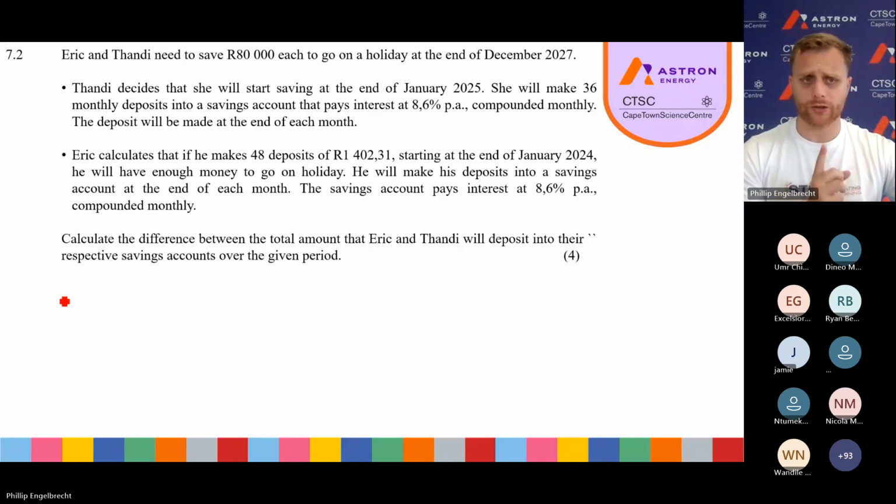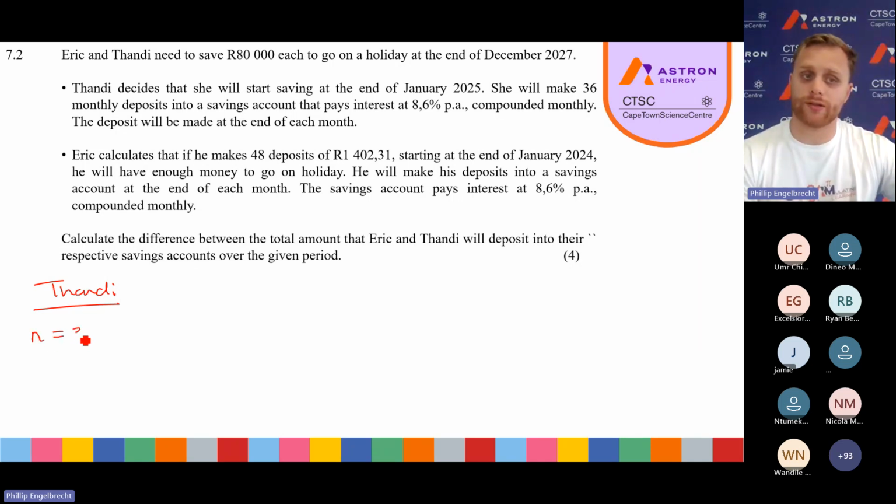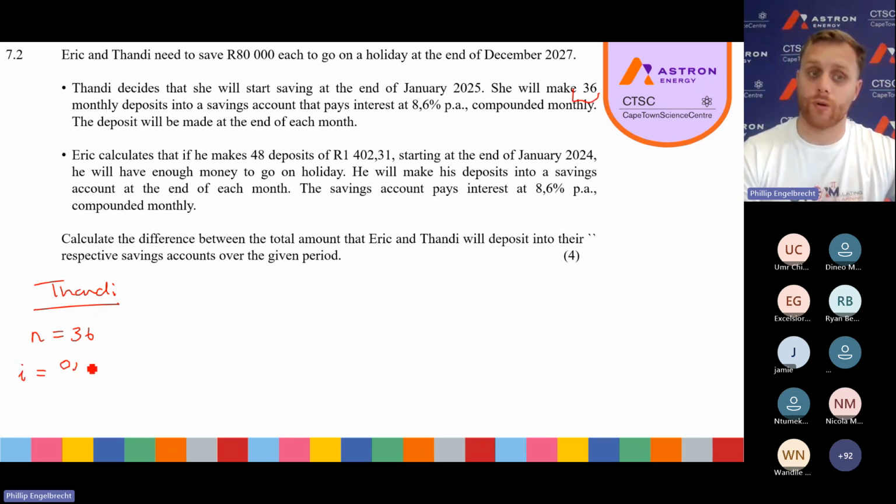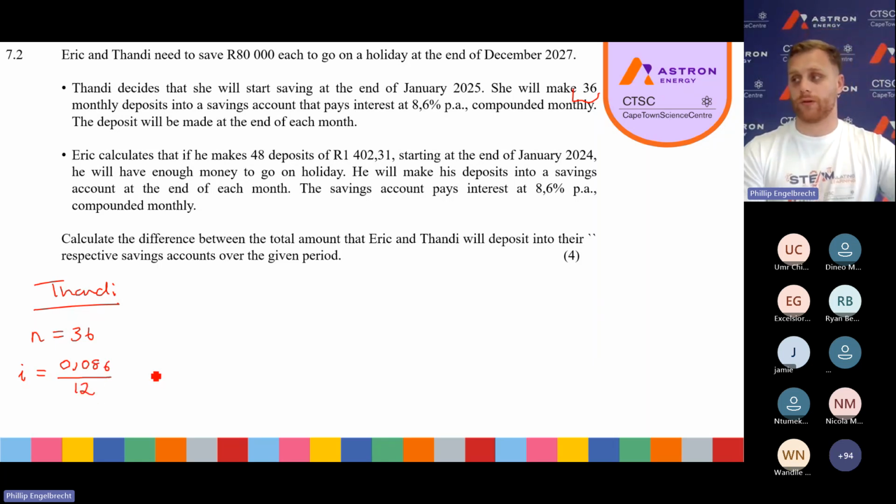So what I'm going to do is look at what information I have for Thandi. I know that Thandi is going to make 36 payments, because it's told me that. I also know that the interest rate is 8.6%, so it's 0.086 divided by 12. That's what I know. What else do I know? I know that I need to save 80,000 Rand.